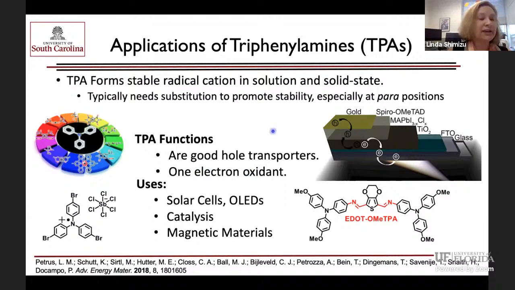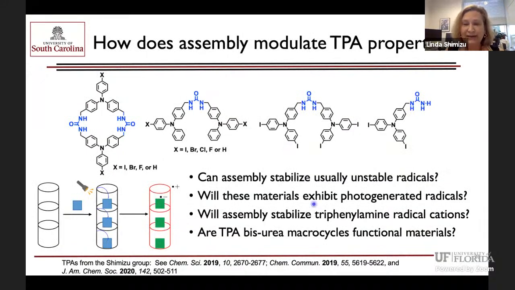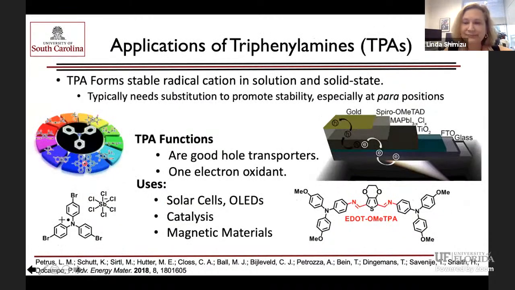And so you can generate their triphenylamine radical cations a couple of ways. One is through chemical or electrochemical oxidations. You can also do this through photoinduced oxidations. And so you can see that they're of quite interest as hole transporters in solar cells. This is an example of using a triphenylamine derivative from the Docampo group as a thin layer in a perovskite-based solar cell.